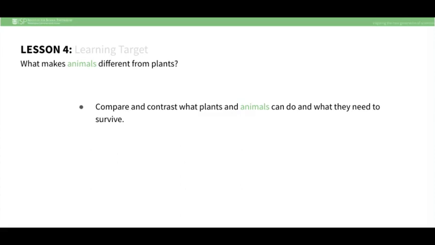By the end of this lesson, students will have compared and contrasted what plants and animals can do and what they need to survive.